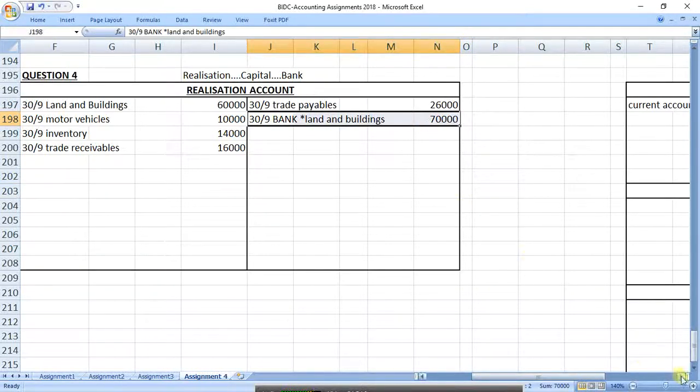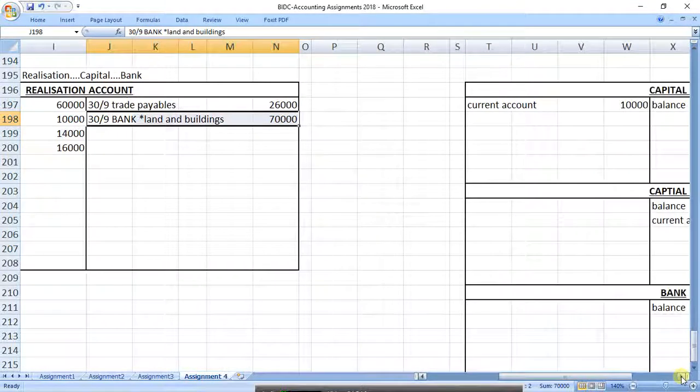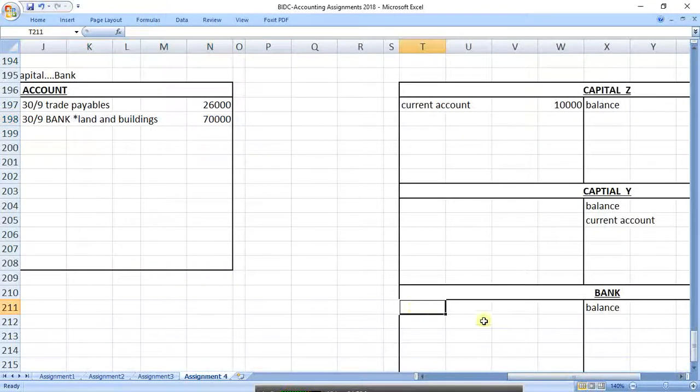So where are you going to have the debit? In this account, bank. See, that's the only reason why I'm showing it. Realization, asterisk, land and buildings. Okay. Y took one vehicle at an agreed value of 3,000 and the remaining vehicle was sold at 3,500. Okay.